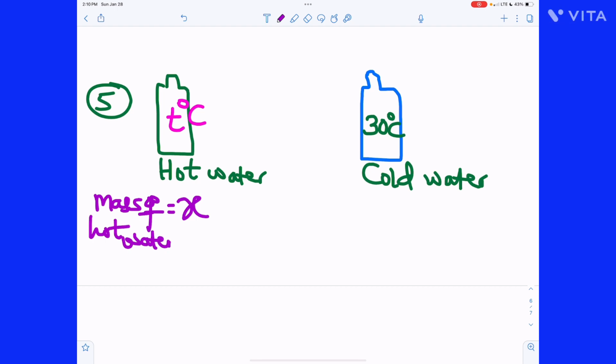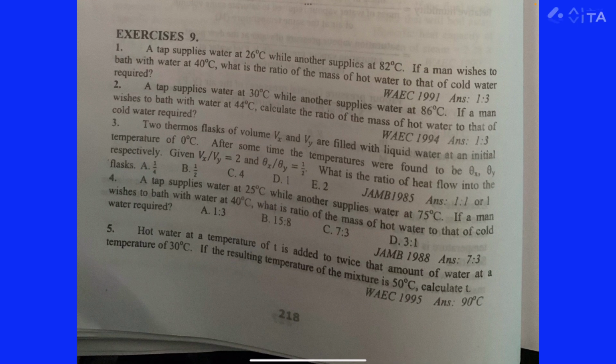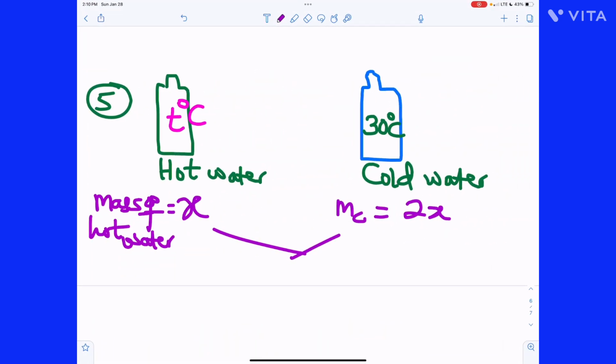Let's call this mass of hot water x, and the mass of cold water will be equal to 2x. Because the amount of cold water added is twice the amount of hot water added, and the two are mixed. The question says, if the resulting temperature of the mixture is 50 degrees Celsius, calculate T.